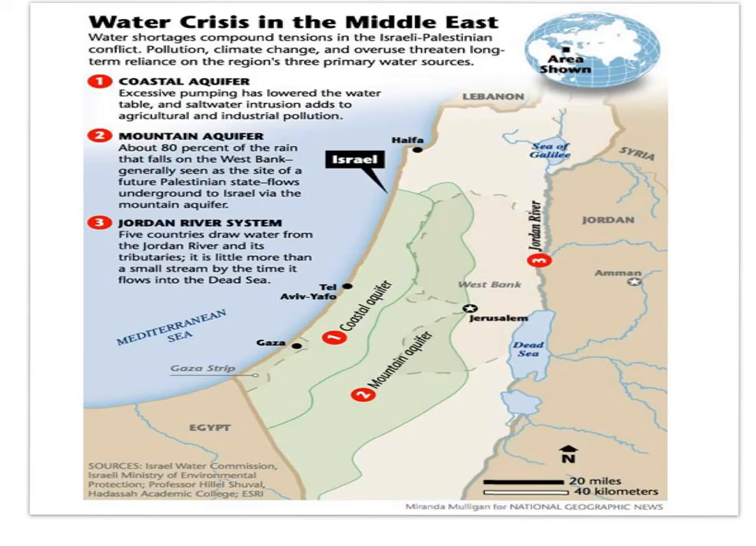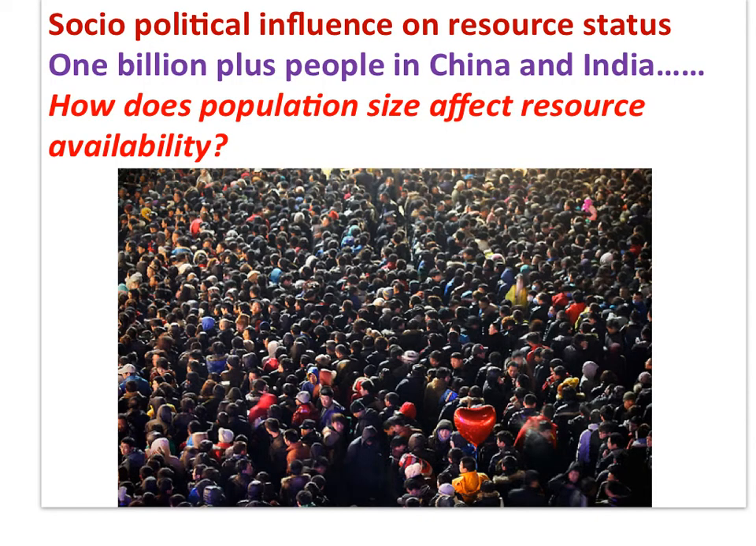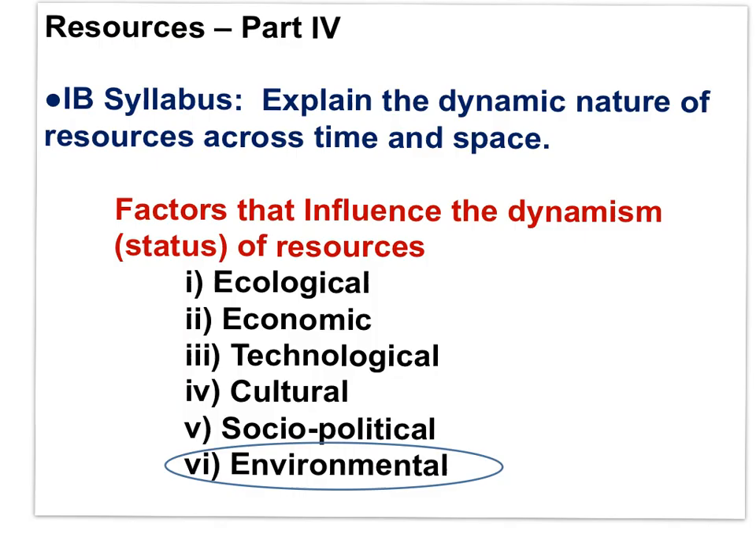The conflict between Israelis and Palestinians has an origin in the conflict over access to water. Water is scarce in the Middle East, and access to aquifers and the Jordan River fuel the conflict. And lastly, for socio-political influences on the status of resources, consider population size. Large populations put greater pressure on resources than small populations. Now let's look at the intersection of resource status and the environment.